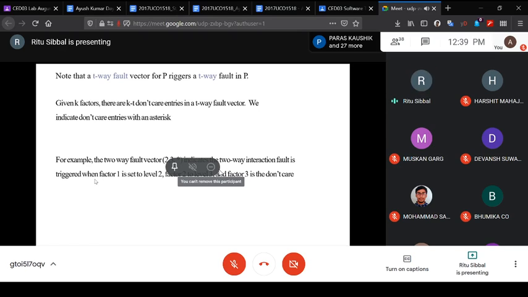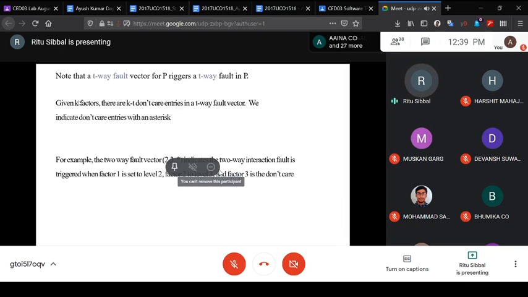So here, when factor 1 is set to level 2 and factor 2 is set to level 3 and factor 3. So these are the levels. So fault vector is basically the combination of levels which the factors can take. And if it is a T-way fault vector and the number of factors is K, then there will be K minus T don't cares.